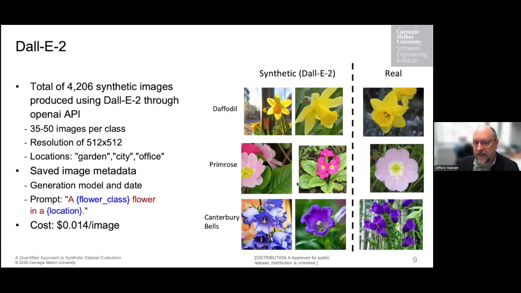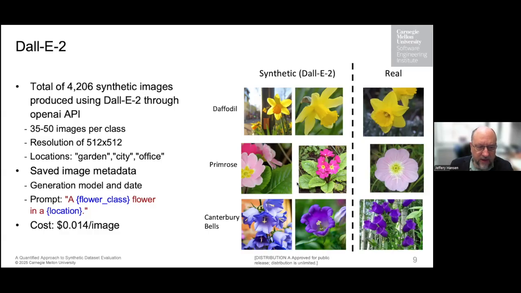Looking at the synthetic data sets we used, the first one was DALL-E generated images. We have 4,000 of those. And here are some examples showing on the left a couple of images generated with DALL-E, and on the right the same class of real data, like daffodil, primrose, Canterbury bells.